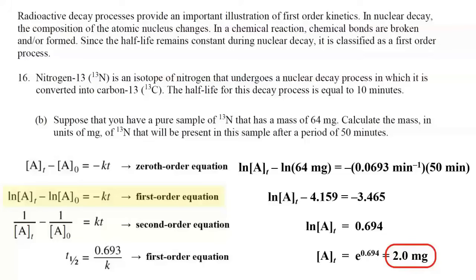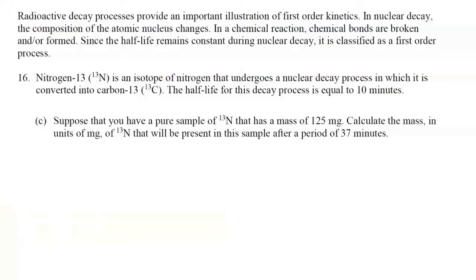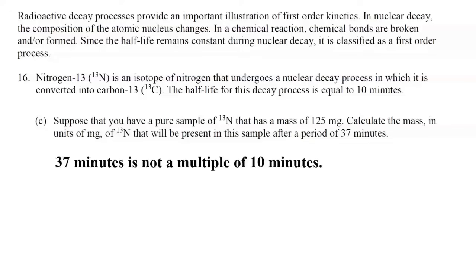All right, let's move on to part C. Suppose that you have a pure sample of nitrogen-13 that has a mass of 125 milligrams. Calculate the mass in units of milligrams of nitrogen-13 that will be present in this sample after a period of 37 minutes. 37 is not a multiple of 10.